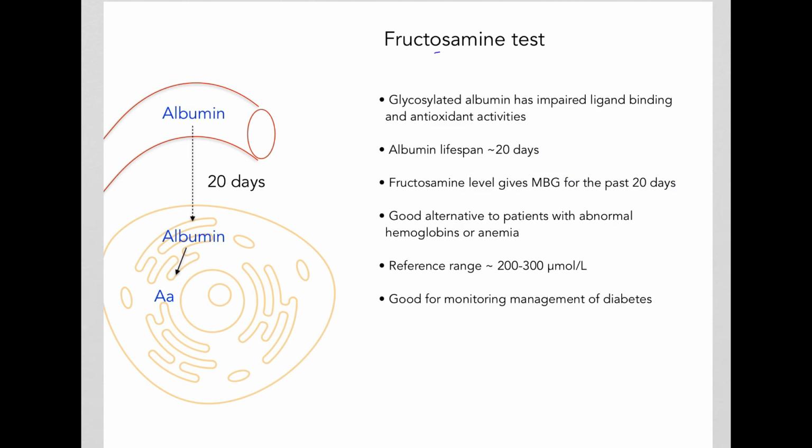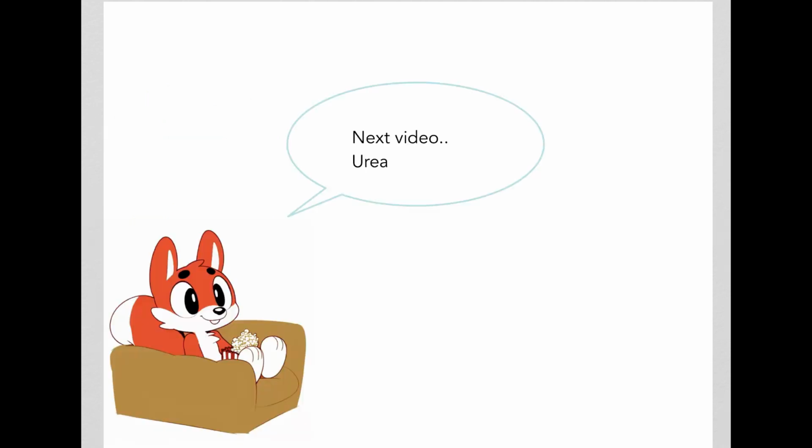Now, the fructosamine test is a good alternative when the patients have abnormal hemoglobin or anemia that can interfere with the A1c test. The reference range for fructosamine is about 200 to 300 micromoles per liter. It is not used for diagnosis of diabetes. It's mostly used for monitoring, for the management of diabetes. So this is a little bit about the A1c and the fructosamine test.